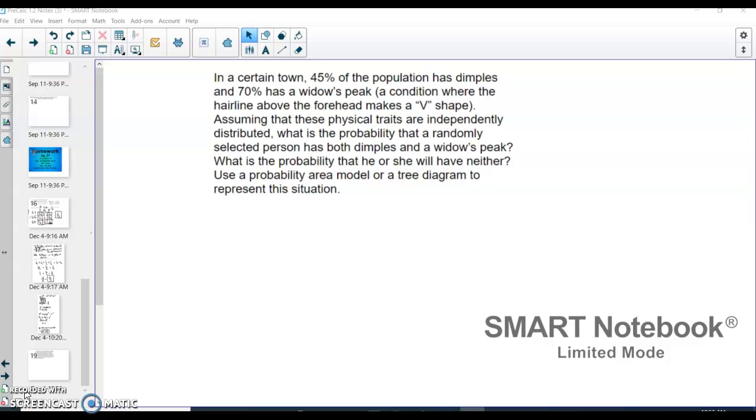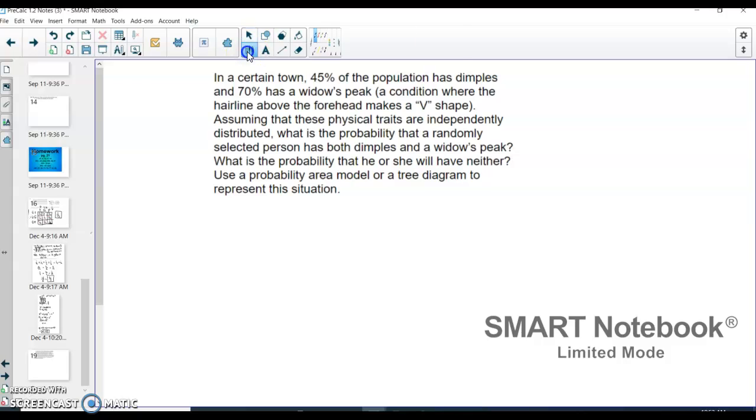It says in a certain town, 45% of the population has dimples and 70% of the people have a widow's peak, a condition where the hairline above the forehead makes a V shape. Assuming that these physical traits are independently distributed, what is the probability that a randomly selected person has both dimples and a widow's peak? What is the probability that he or she will have neither?